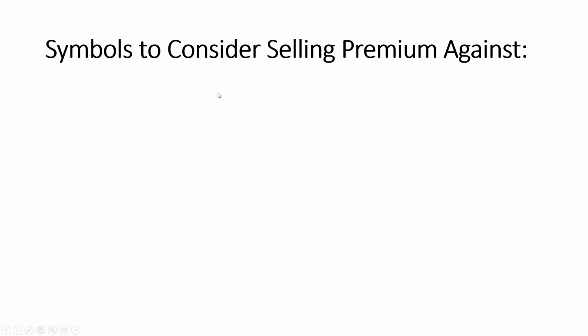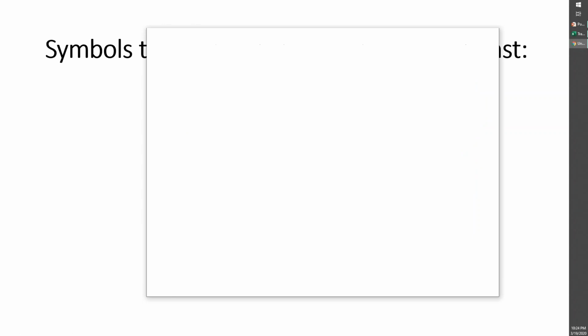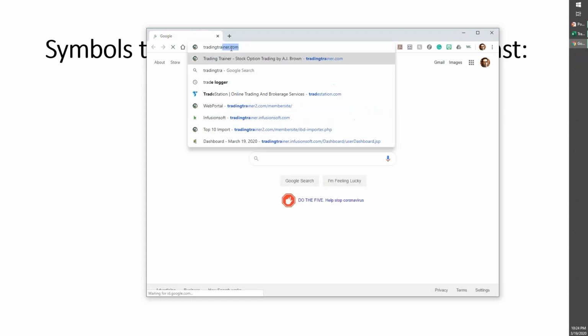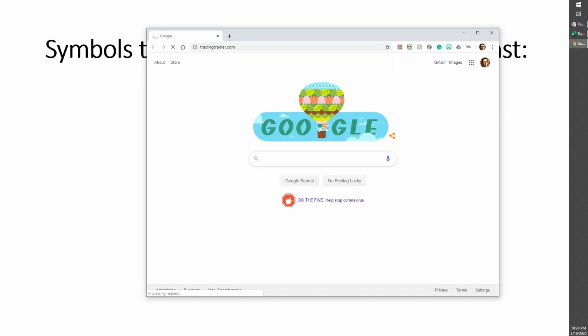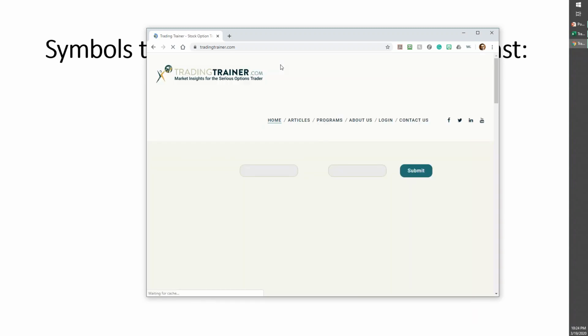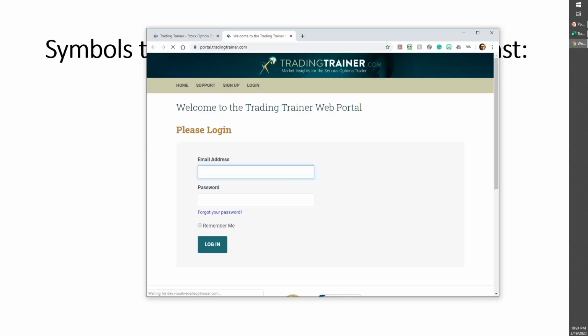Where did I get these symbols, by the way? I'll show you. I'm right here, right now. If I go to tradingtrainer.com, I'm just in a Google Chrome browser, and I click on login, it's going to bring me to our members only portal. I'm going to use my email and my password.